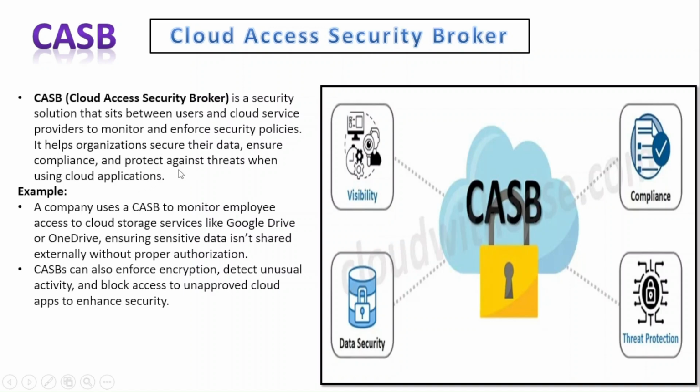Example: a company uses a CASB to monitor employee access to cloud storage services like Google Drive or OneDrive, ensuring sensitive data is not shared externally without proper authorization. CASBs can also enforce encryption, detect unusual activity, and block access to unapproved cloud applications to enhance security.